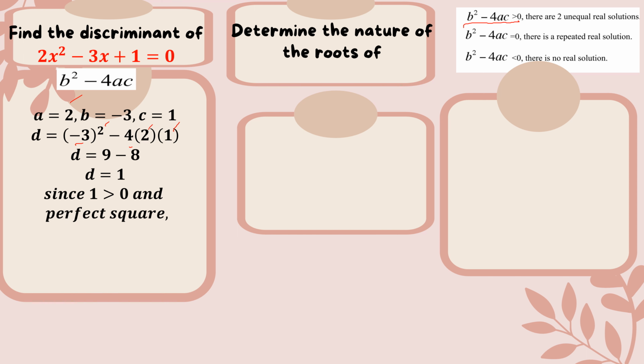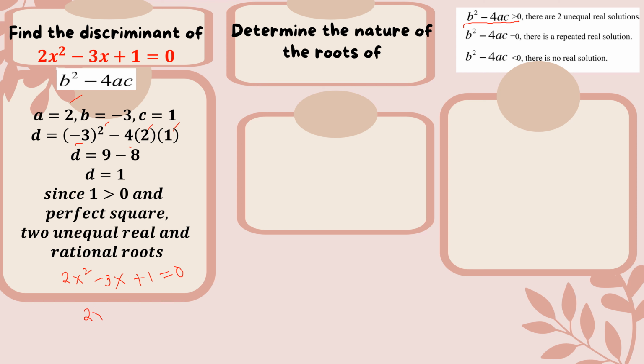Since the 1 is greater than 0 and at the same time a perfect square, then we will be expecting that there are two unequal, real, and rational roots. If we want to check this further, for 2x squared minus 3x plus 1 is equal to 0, the factors are 2x minus 1 and x minus 1. And if we use the FOIL method, we will get this quadratic equation.